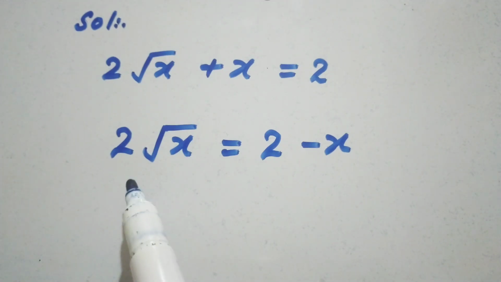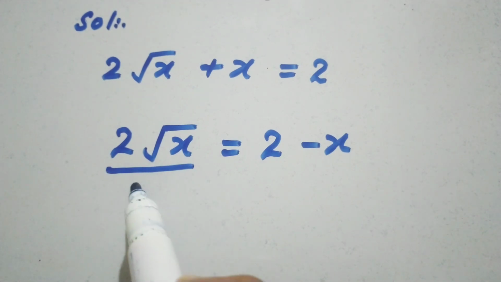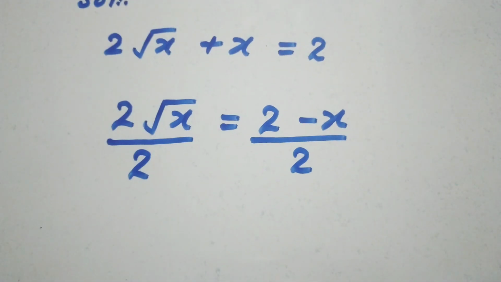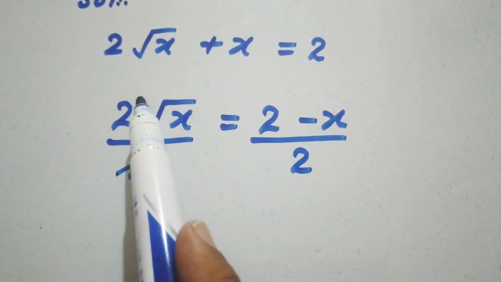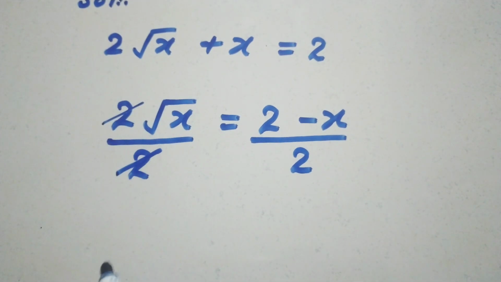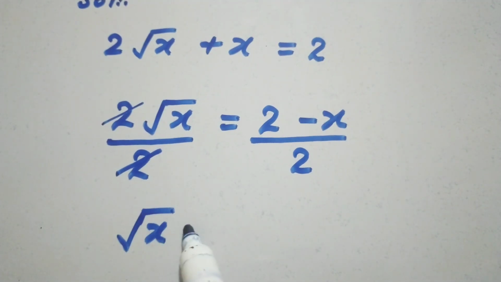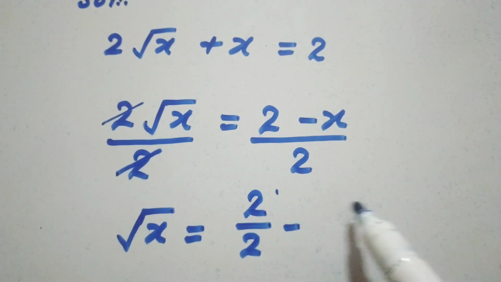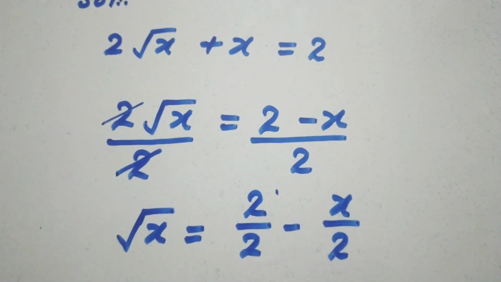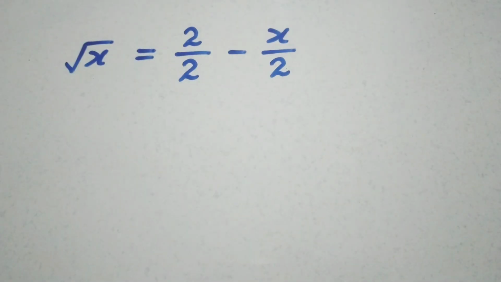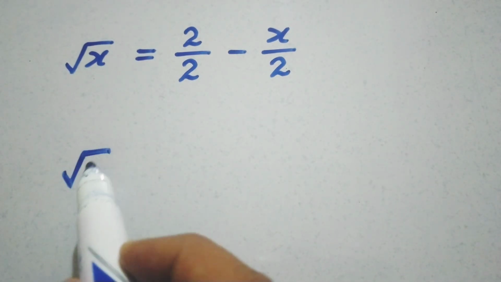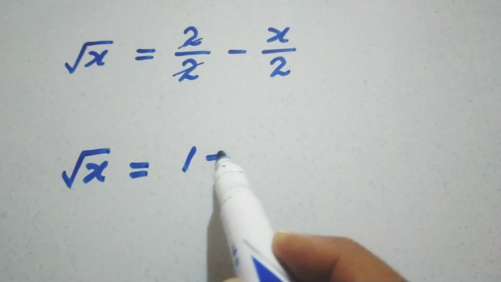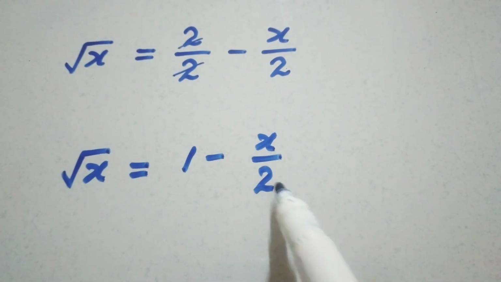Now dividing both sides by 2. This 2 from denominator and this 2 from numerator cancel out each other. We are left with square root of x is equal to, this we can write as 2 divided by 2 minus x divided by 2. Now square root of x is equal to 2 divided by 2, we get 1 minus x divided by 2.